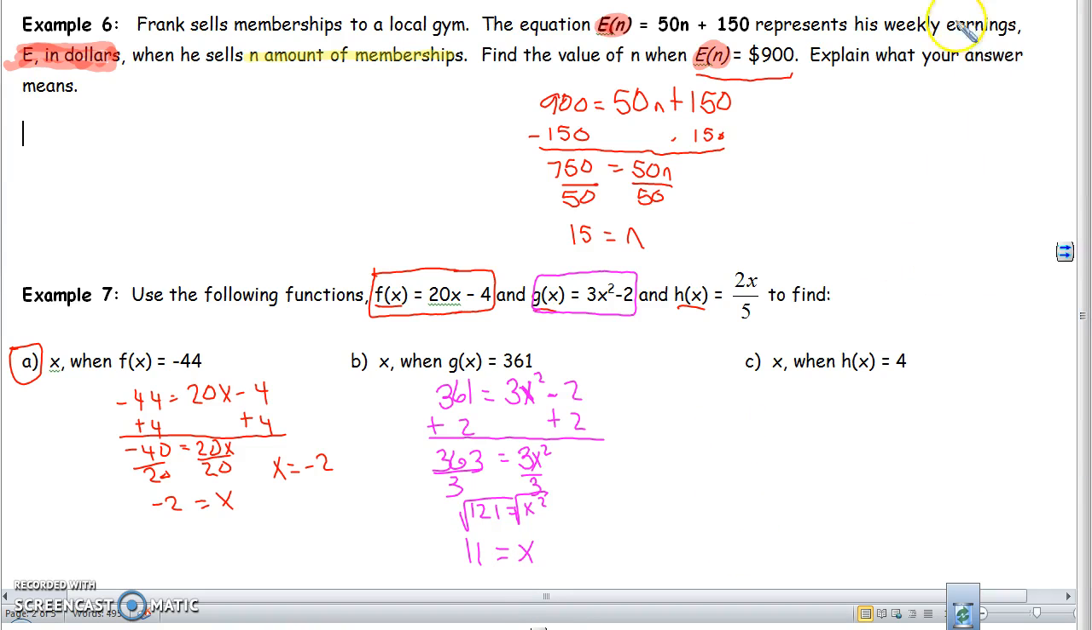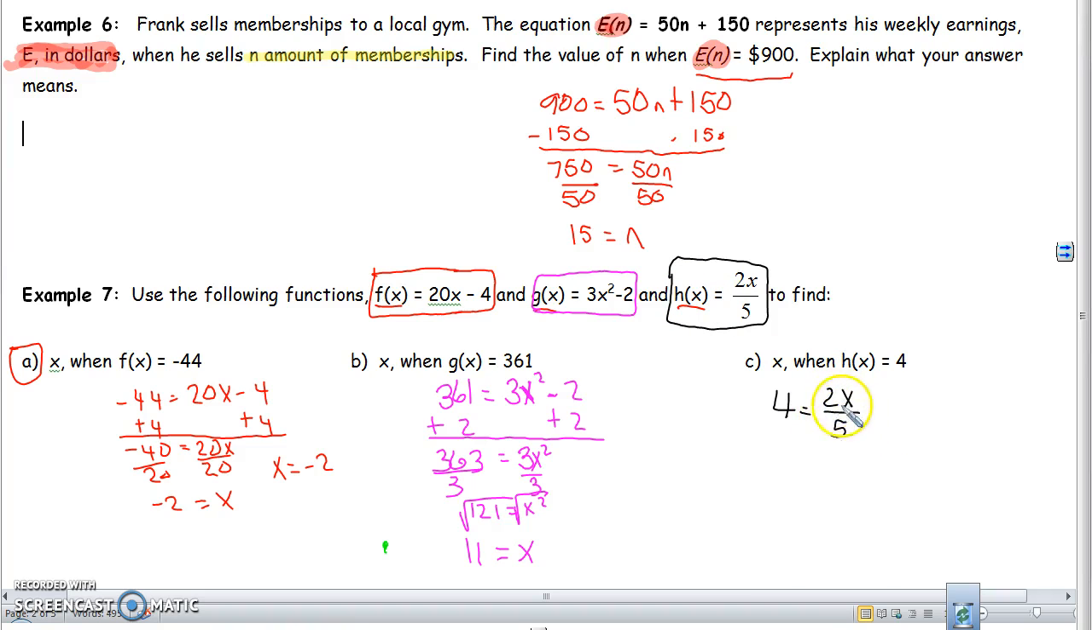And then finally, let's change to green. Let's see, is that too bright? Yeah, let's change the color. Find x when h of x is 4. So here is h of x, and h of x is 4, so we say 4 equals 2x over 5.